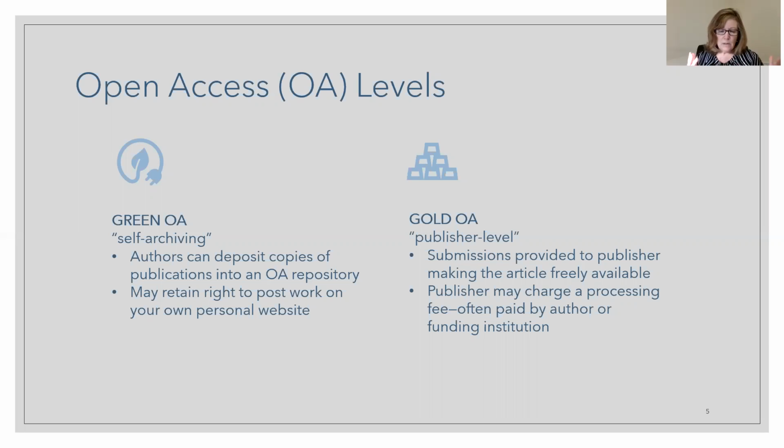Gold OA, this is sometimes referred to as publisher level open access. Say you write a paper and you submit it to a journal in the usual way, and the publisher makes the article freely available upon publication with no additional effort on your part. Now, some journals are entirely OA. They do this with every article, and some publish under a hybrid model where some articles in the issue will be available OA and some will not. Some OA publishers will charge an article processing fee to publish an article. Sometimes the fee is paid by the funding institution, and sometimes it is paid directly by the author.